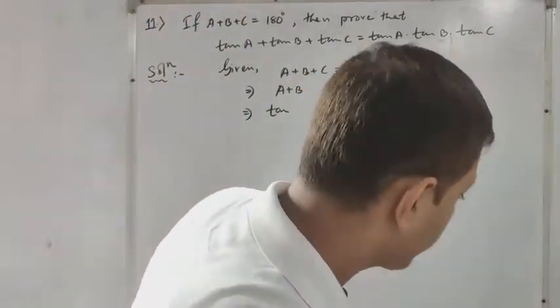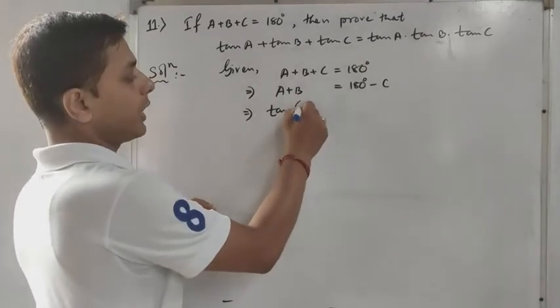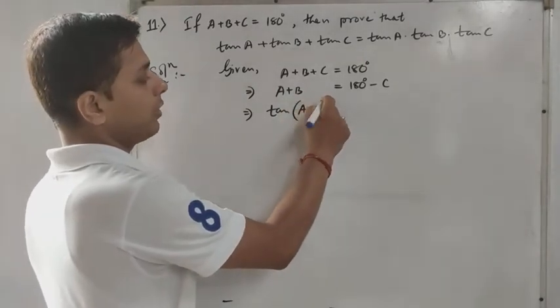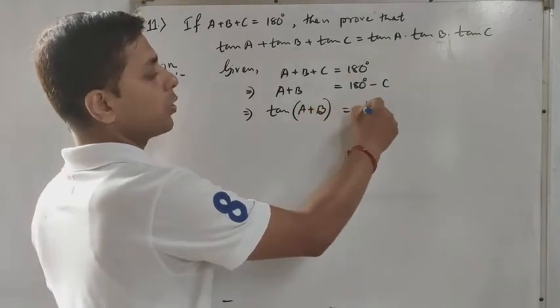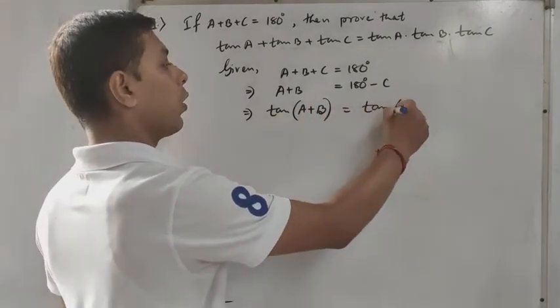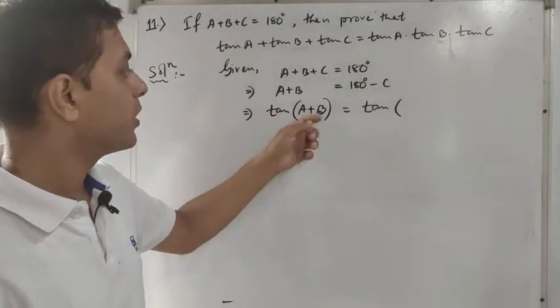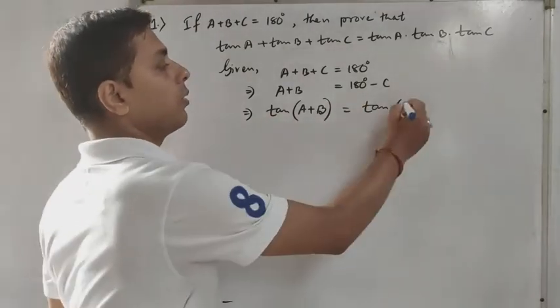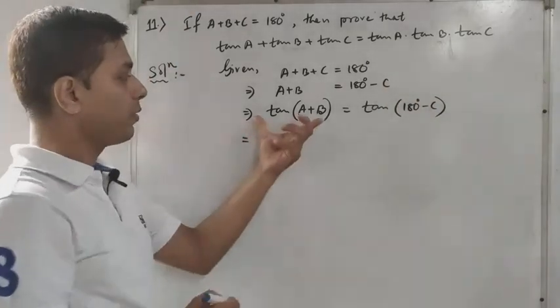Okay, so let's take tan on both the sides, then it will become tan(A plus B) on this side, and on the other side tan(180 degree minus C). It is of the form tan(A plus B).